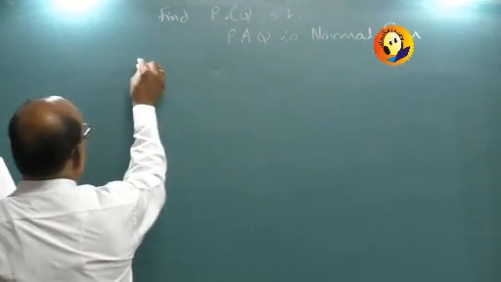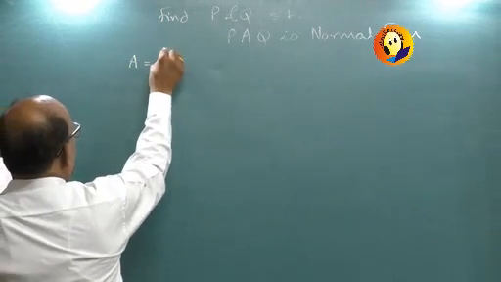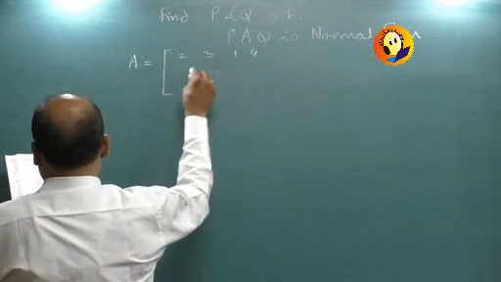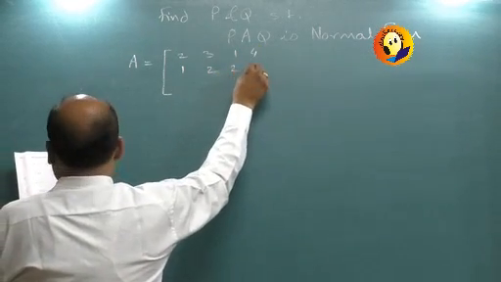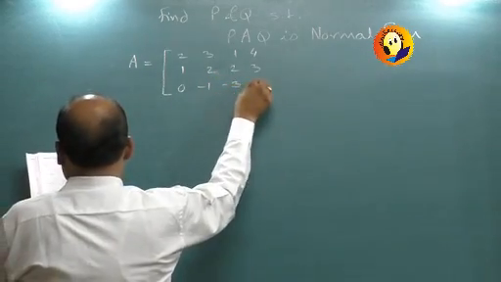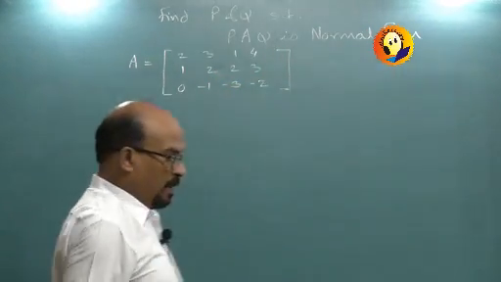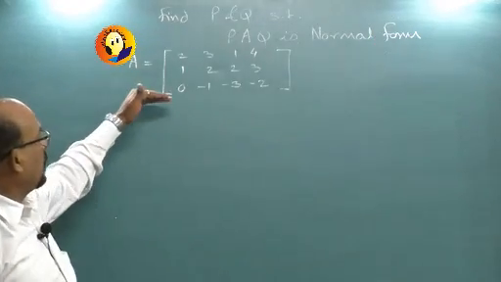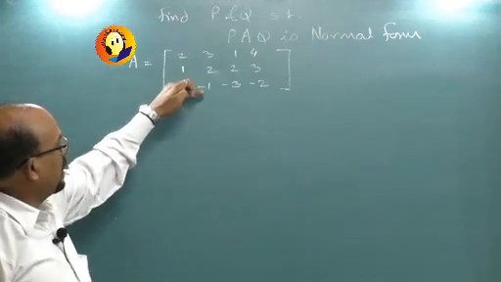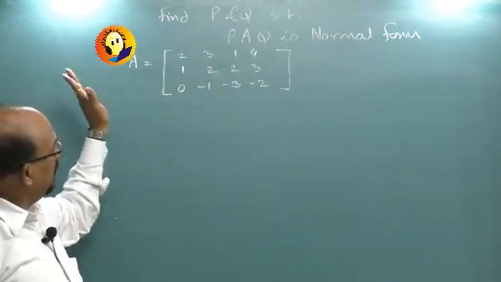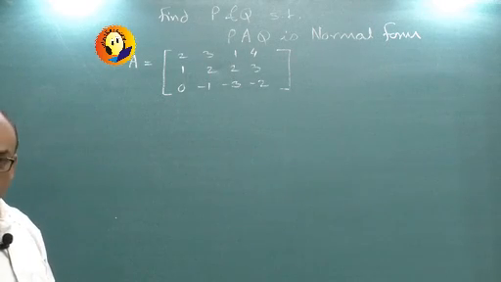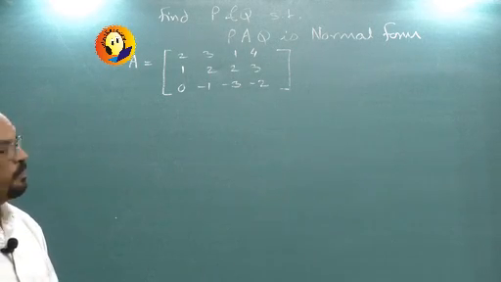Now the problem, suppose, given to us is A given as 2 3 1 4, 1 2 2 3, and 0 minus 1 minus 3 minus 2. Now we know how to reduce this to the normal form. It will be only through the row operations. We will keep on making the lower triangular elements 0 and then even the upper triangular elements 0. Only the diagonal should remain and it should be identity. That is what we do.